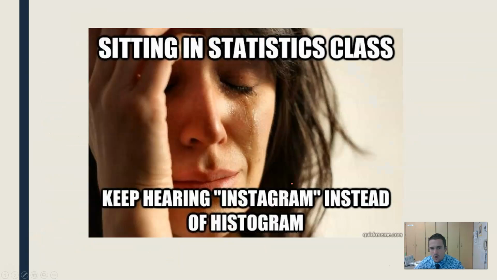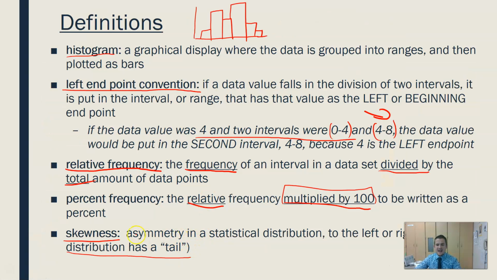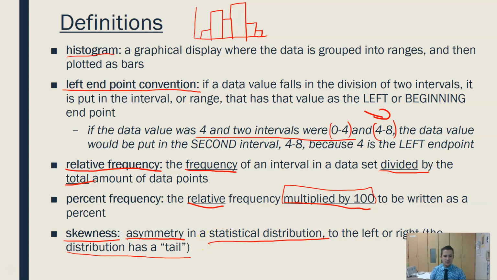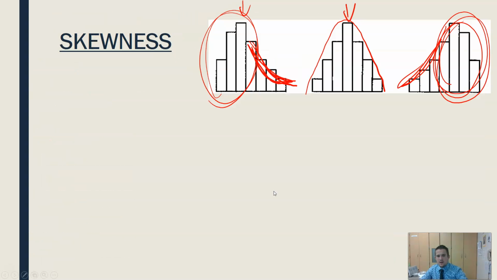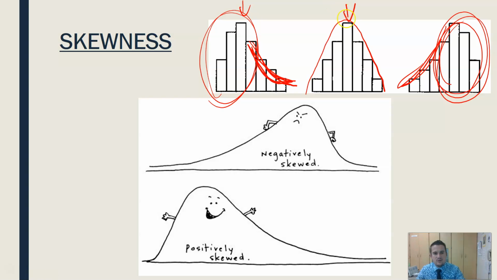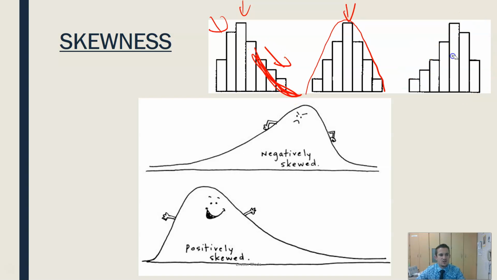So again, let me go all the way back here. Skewness is asymmetry, or something that's not symmetric in a statistical distribution, to the left or to the right. In this histogram, I would say my data is skewed to the right. My data is skewed in the positive direction because I have this tail in the positive direction. On this histogram, I would say my data is skewed to the left, or in the negative direction, because there's a little tail over on the left side.